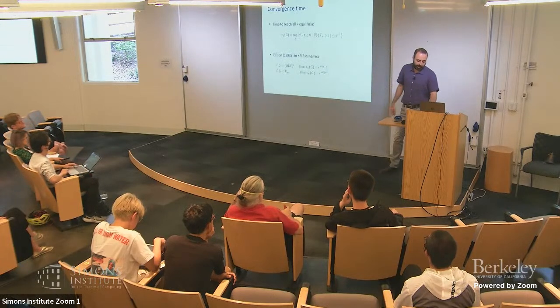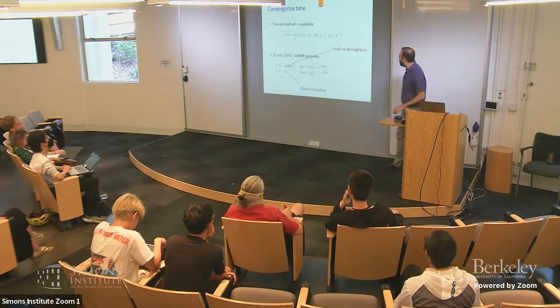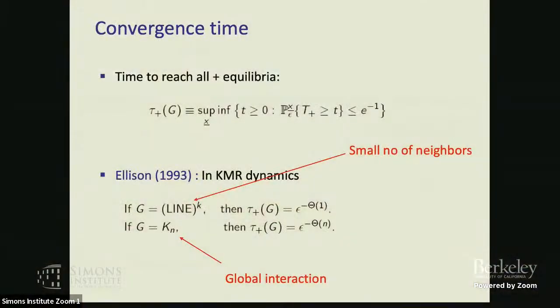So essentially, if you look at the paper, the message there is that if you have a small number of neighbors, or if you have local interaction, you expect that you hit that all plus quickly. But when you have global interaction, like a complete graph, it will take a very long time.